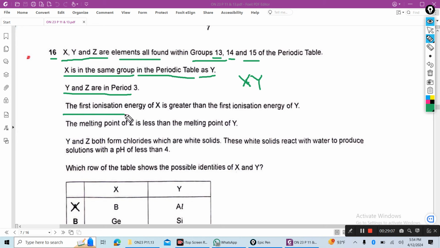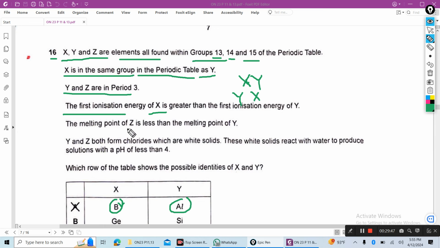Now, the first ionization energy of X is greater than the first ionization energy of Y. So here X is boron, as boron is above in the same group, so boron has greater first ionization energy than Al, aluminium.